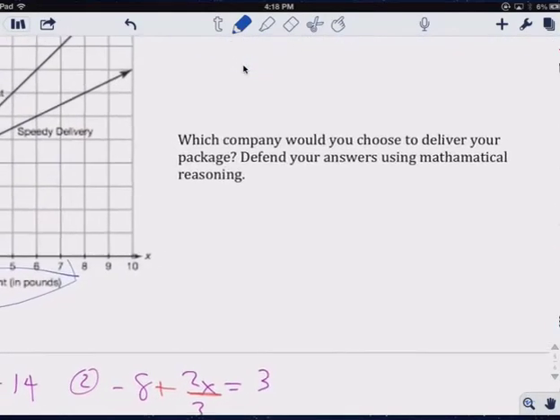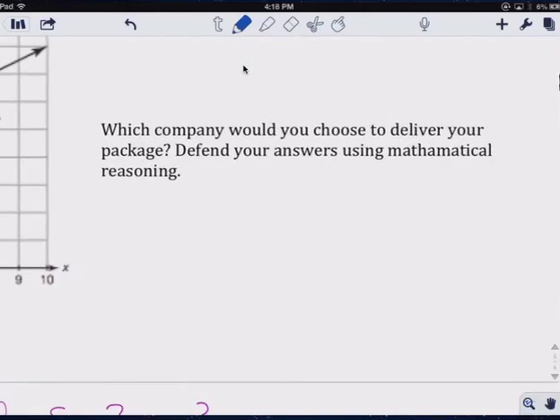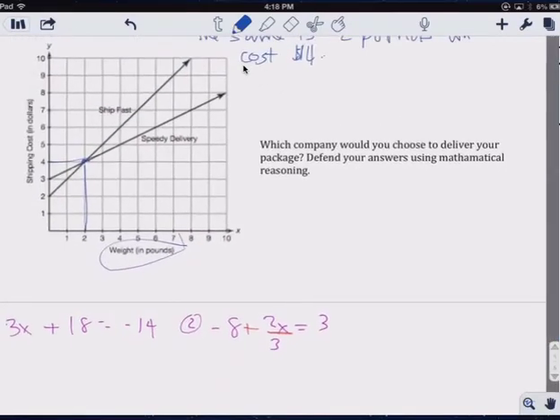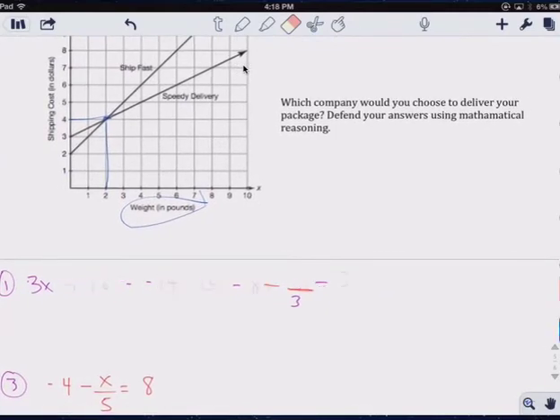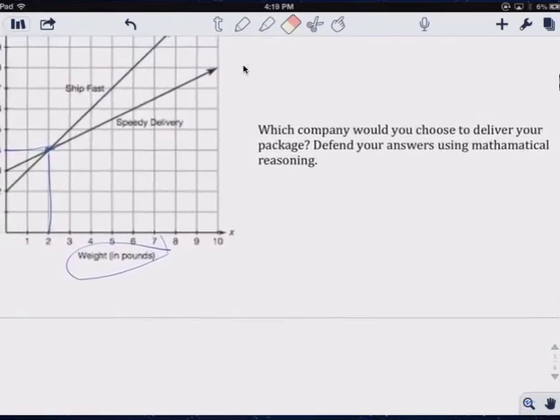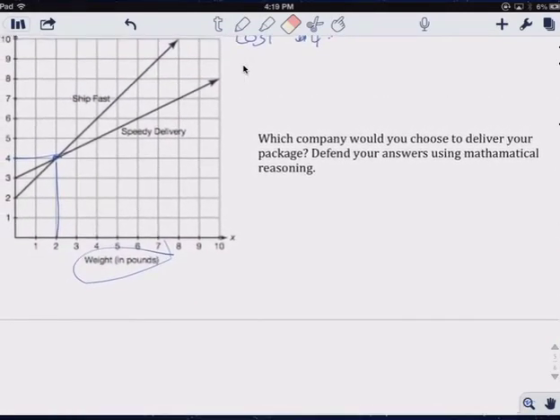Which company would you choose to deliver your package? Defend your answer. Use mathematical reasoning. Now this is all up to you. So I'm going to say Speedy Delivery because notice Speedy Delivery after 2 pounds is cheaper at 3, 4, 5, 6, 7, 8, 9, 10 pounds.